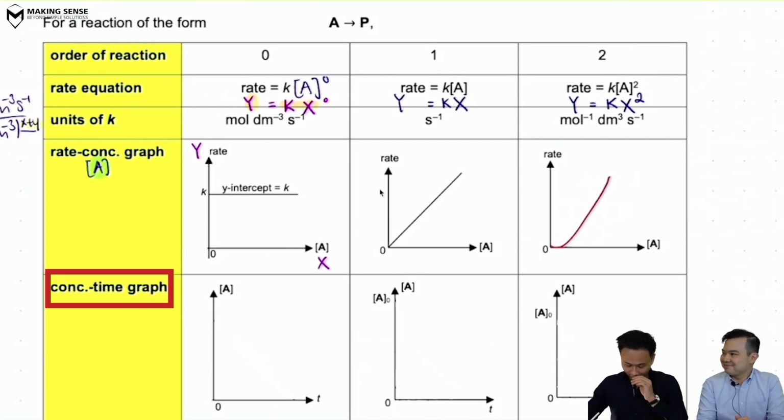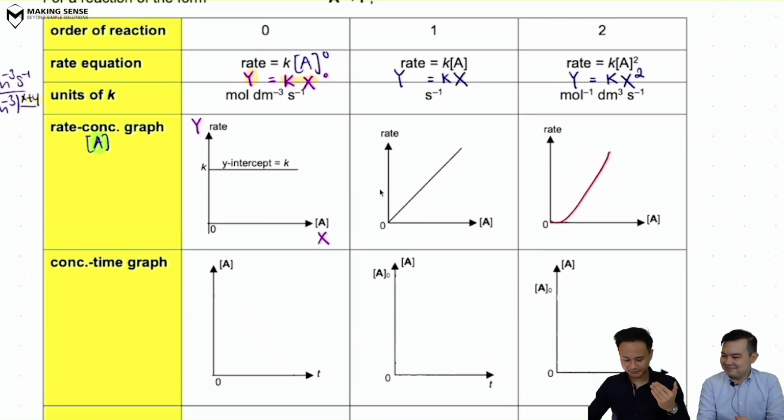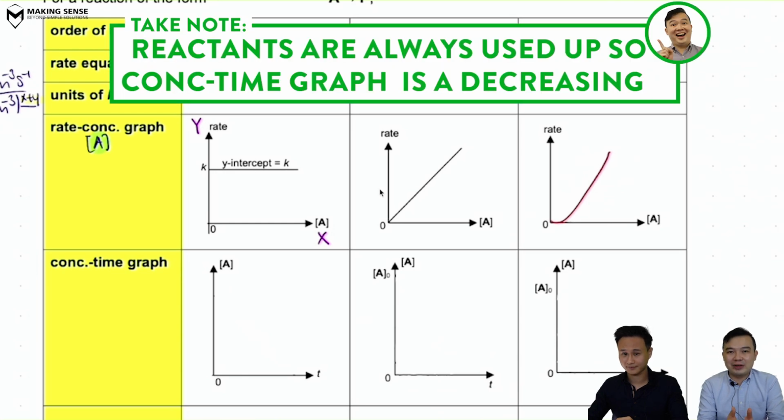All right, now, for concentration time graph, I'm going to simplify this. It is quite simple. So just remind me first, Mr. Leong, for concentration of reactants, does it increase with time or decrease with time? So like we mentioned last week, reactant must always be used up. It must be a decreasing graph.